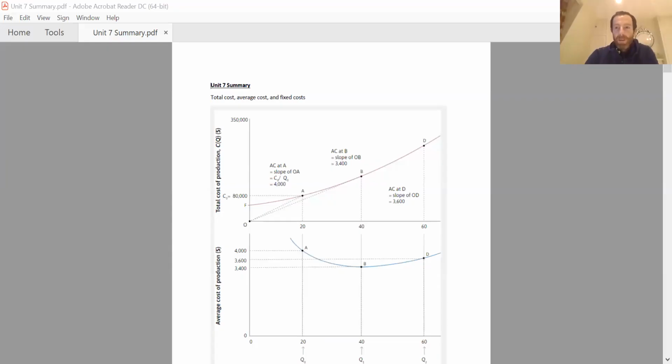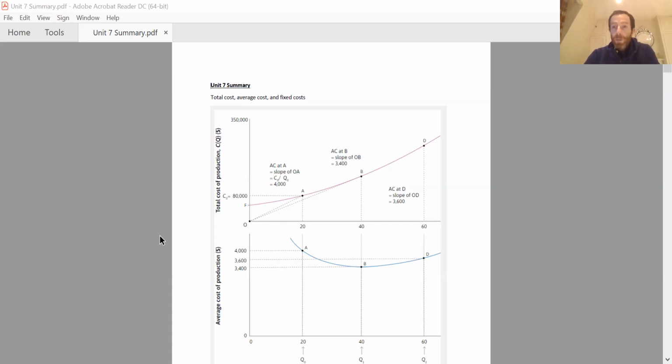Hi everyone, this is my summary for Unit 7. Just a quick warning, I'm pretty sure this one is going to be quite long as there's a lot of different ideas in here. I'll do my best to keep it as brief as I can, but this could end up being a long one.